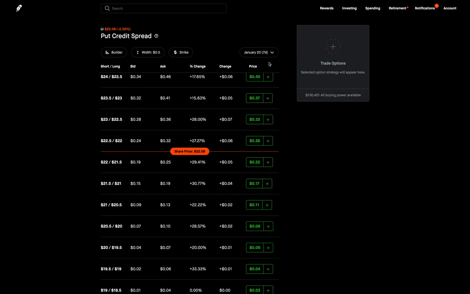My expiration is January 20. So the first thing I would do is ask myself, what price do I believe Li Auto will be above on January 20 at expiration? Let's just pretend that I believe Li Auto will be above $23 at expiration. So I'm going to sell a put at that strike price, or whatever strike price is as close to the price you came up with. And then I'm going to buy a put with a lower strike.